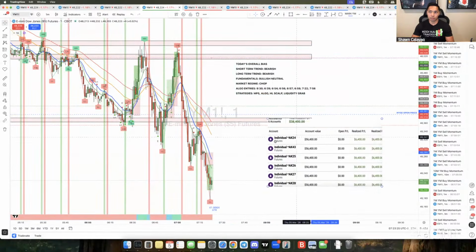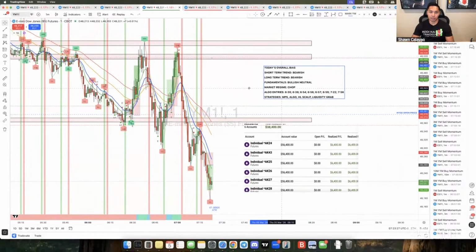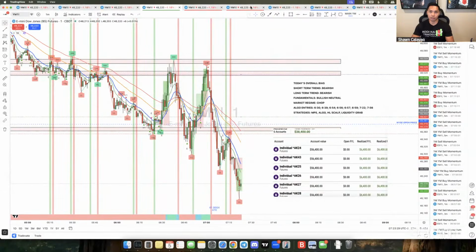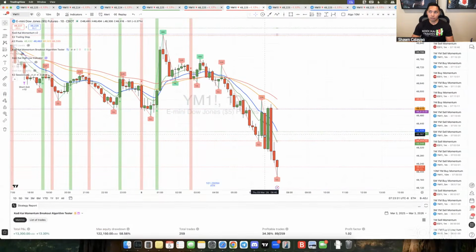But solid win right there. I'm still looking for price to swing back up for my 10 minute entry, but we just don't have that yet. I don't even know if we'll get it today. I mean, we'll see. It might happen a little later.